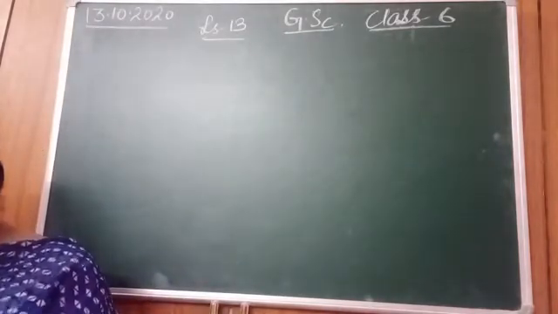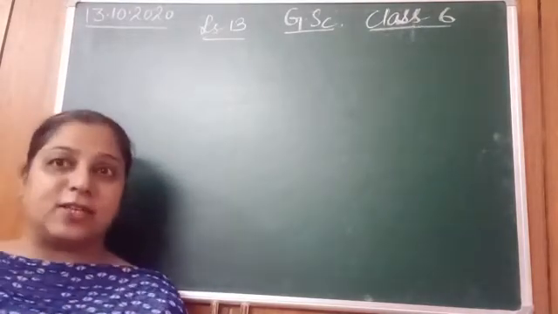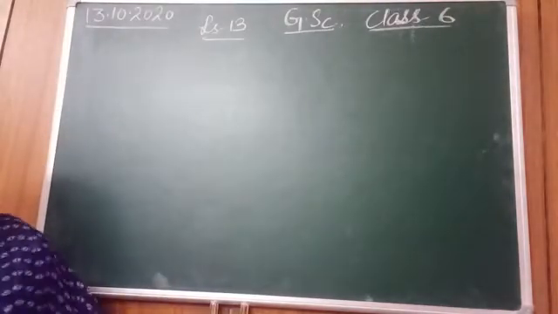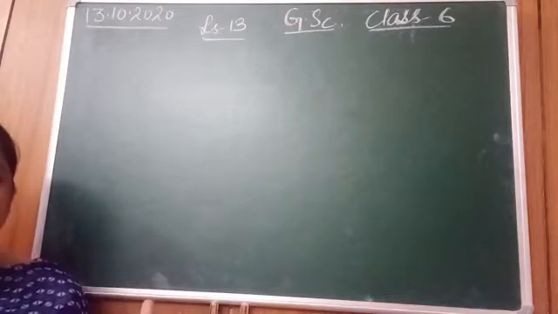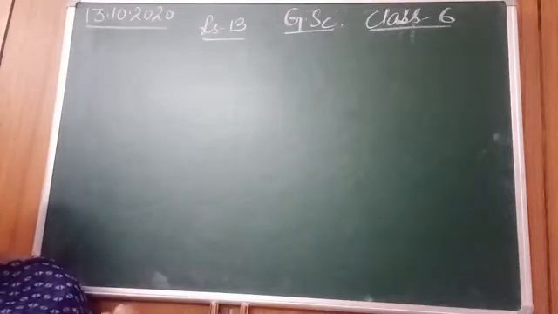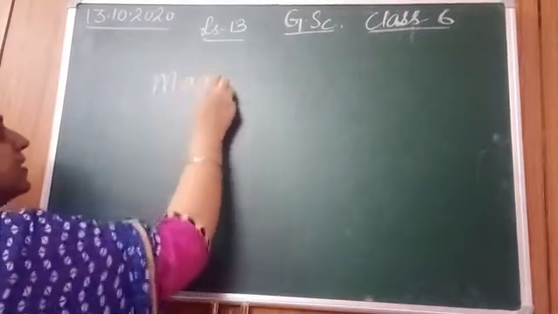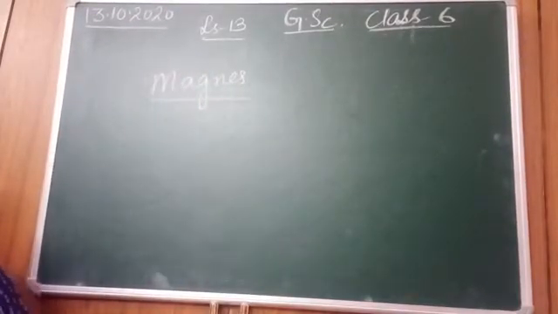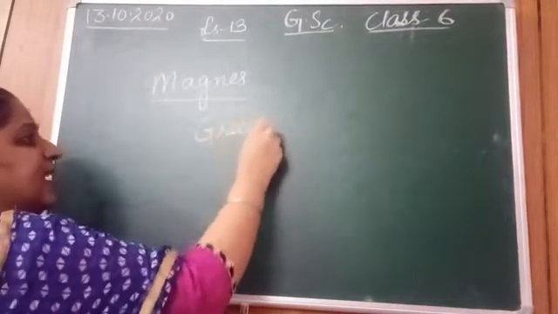So let us start. How were magnets discovered? Who discovered magnets? There is a very interesting story behind this. There was a shepherd. Do you know the meaning of shepherd? One who rears sheep, goats, right? There was a shepherd. His name was Magnus. This boy lived in Greece, ancient Greece.